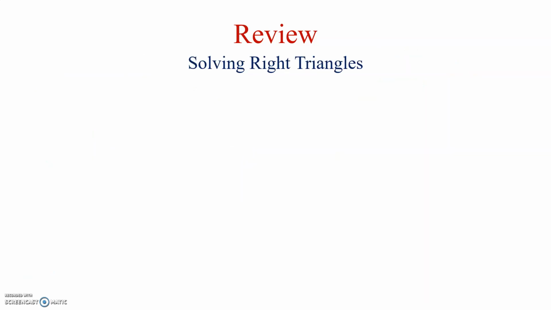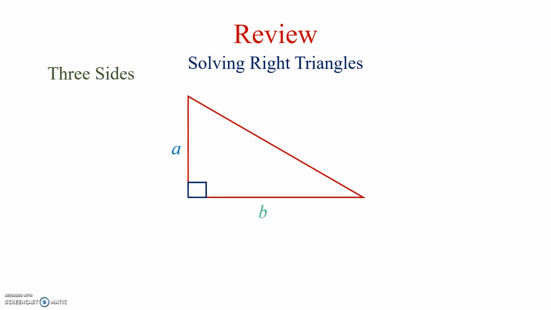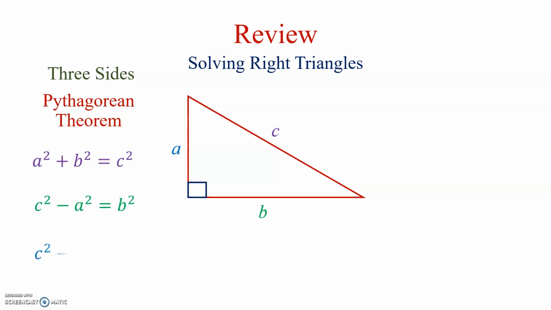So some other review. Previously, we worked on solving right triangles. Again, we'll be looking at oblique triangles. If you recall, when we had a right triangle and we had all three sides, a, b, and c, again, notice lowercase letters, we would use Pythagorean's theorem to help us solve if we were working with just the three sides. The three different forms of Pythagorean's theorem were a squared plus b squared equals c squared, c squared minus a squared equals b squared, and c squared minus b squared equals a squared.